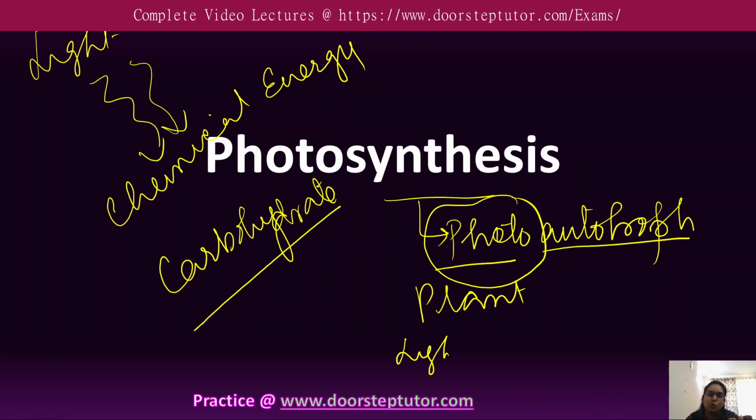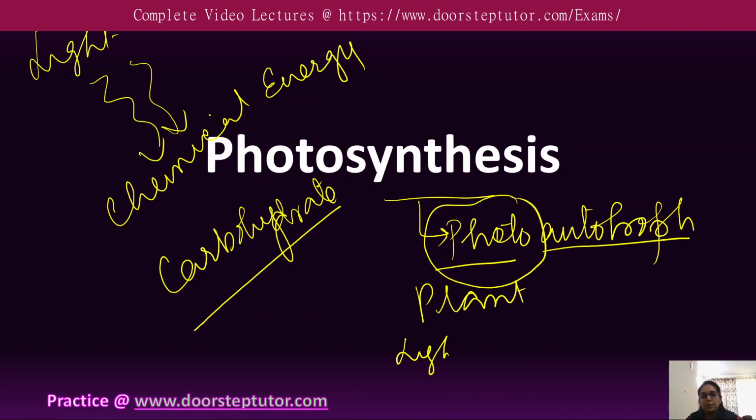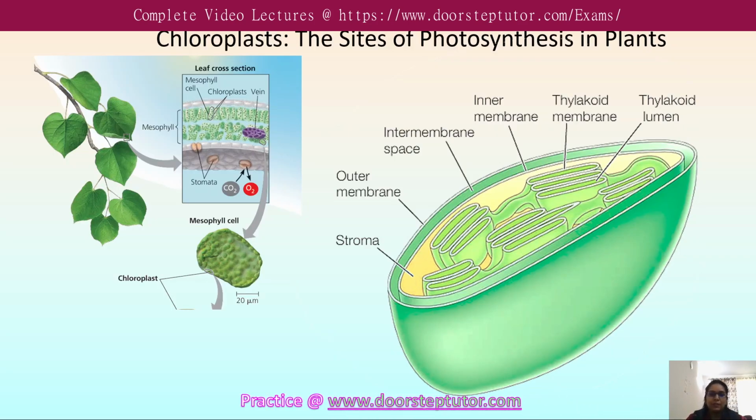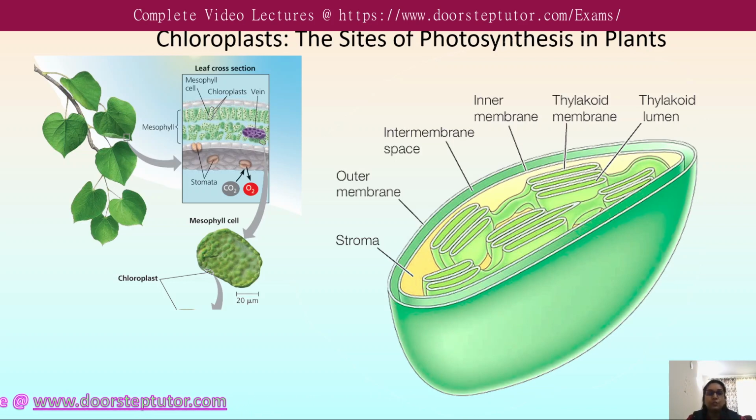So this is the biospheric dynamics, where the producers and the consumers all are dependent on photosynthesis, because the plant is the primary producer of all food, and thus it maintains ecological significance. So let's see the site of photosynthesis, means where actually photosynthesis is occurring in the plant. It is occurring in an organelle known as the chloroplast.